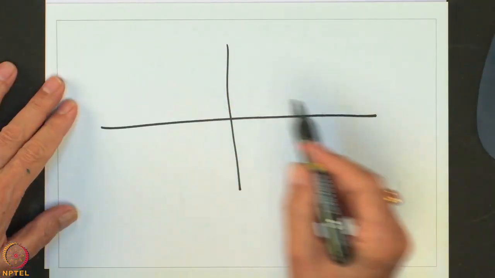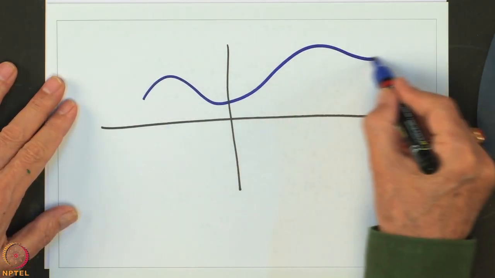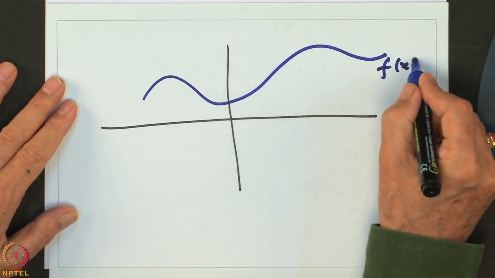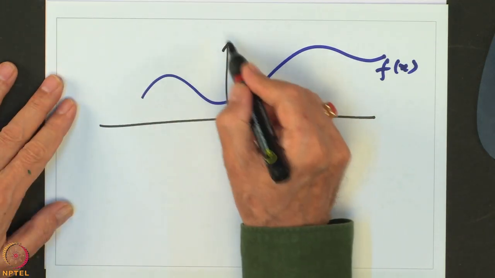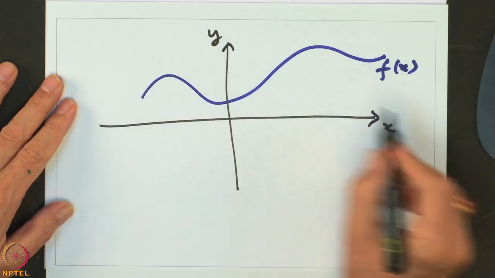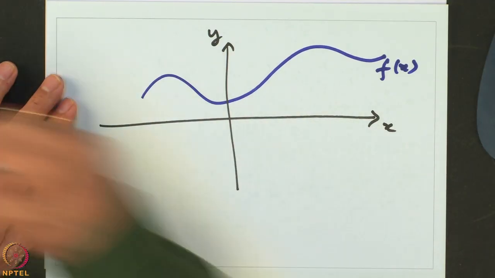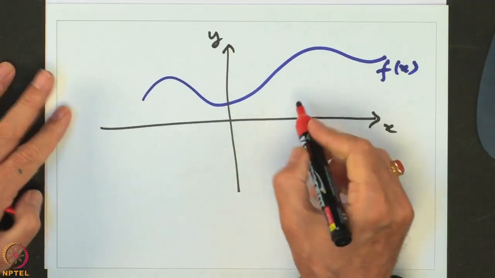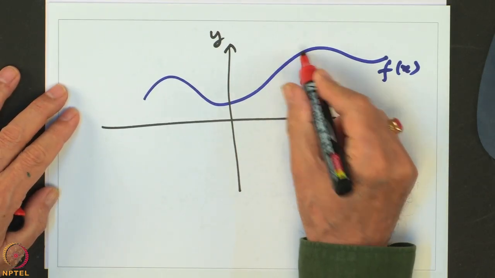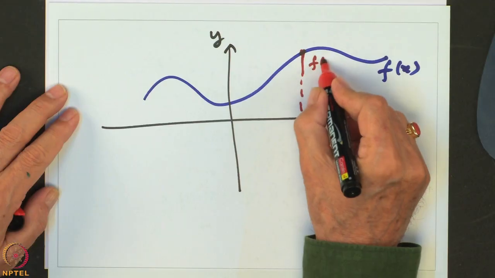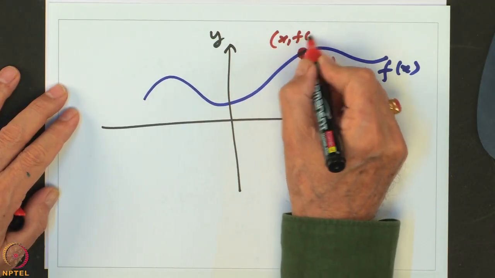Let us say this is the axis and this is the graph f of x. So, that is my graph. Here is y, here is x. For a point x, what is f of x? This is f of x, because what are the coordinates of this point? x comma f of x.